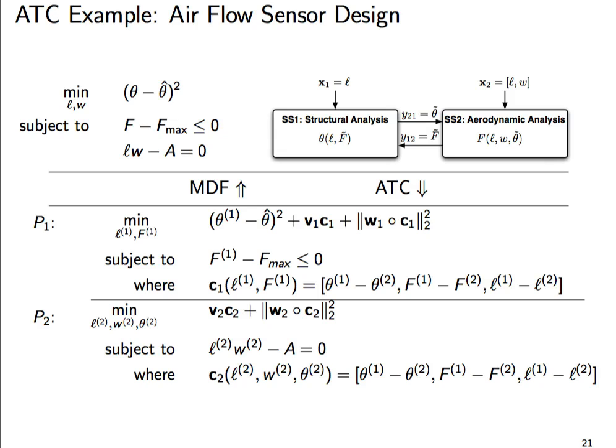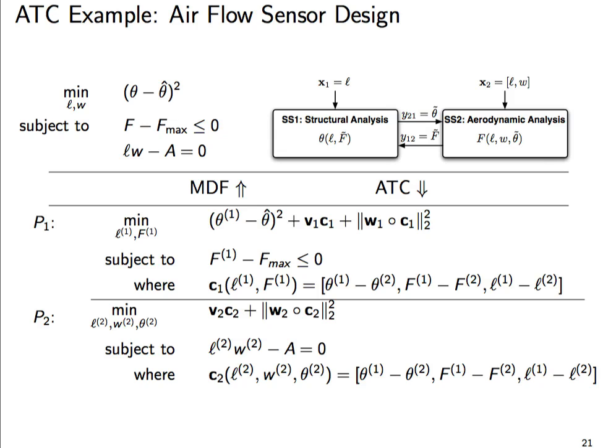Let's have a look at subproblem 2. Here the objective is to minimize the penalty on inconsistency measured by C2. The terms of C2 are identical to C1, but notice that the functions are different. They depend on different variables. Here we have three optimization variables. L superscript 2 is a shared design variable. W superscript 2 is a local design variable, and theta superscript 2 is a local copy of a coupling variable.